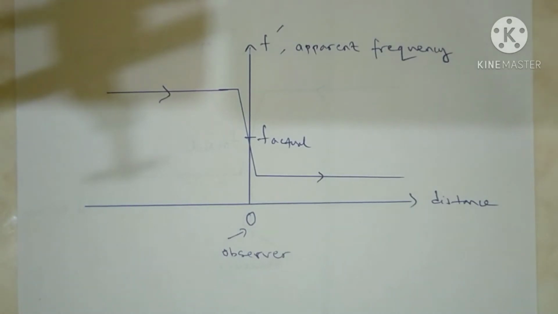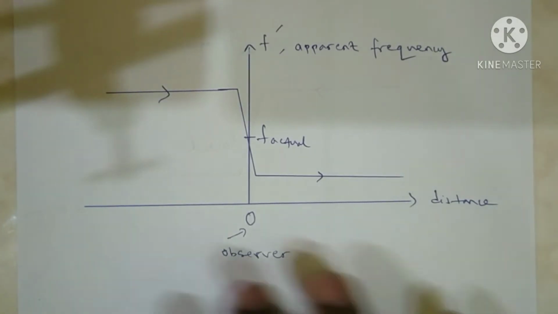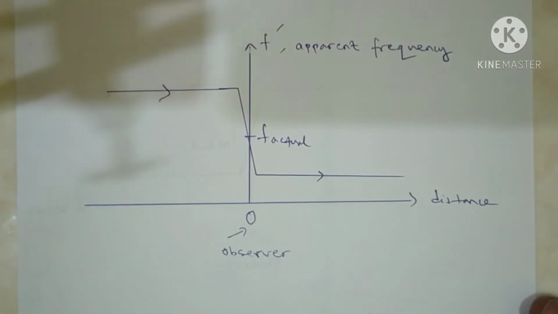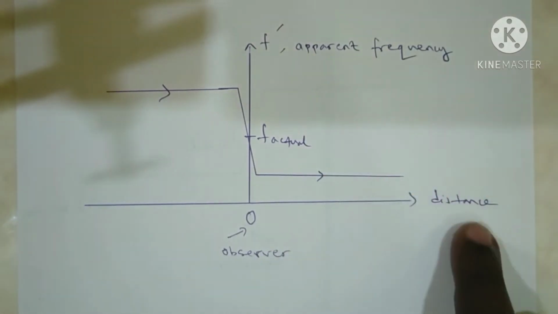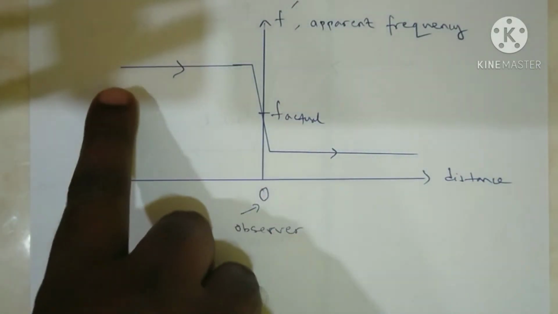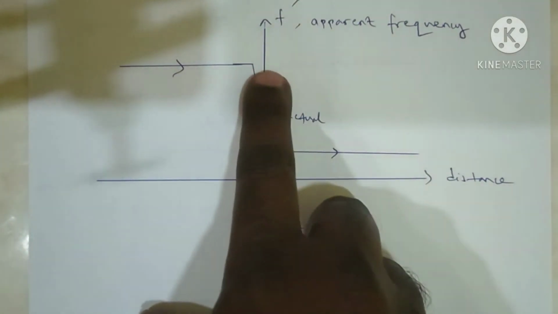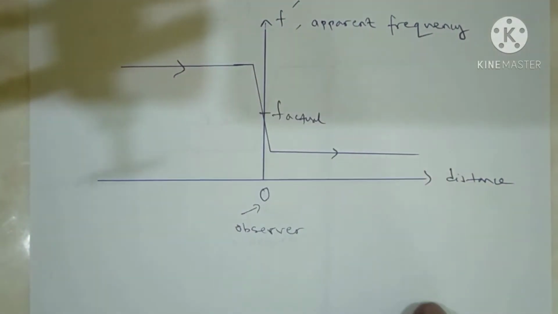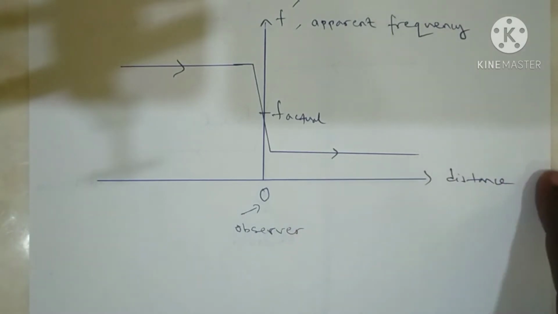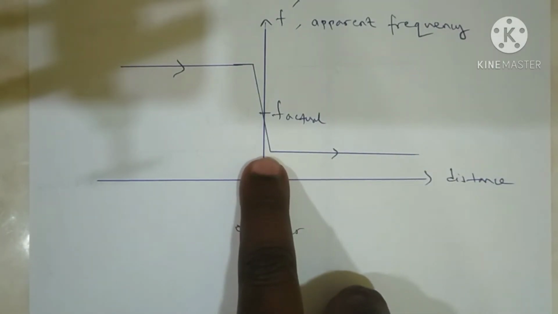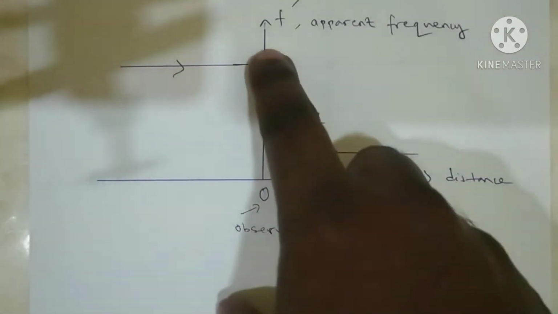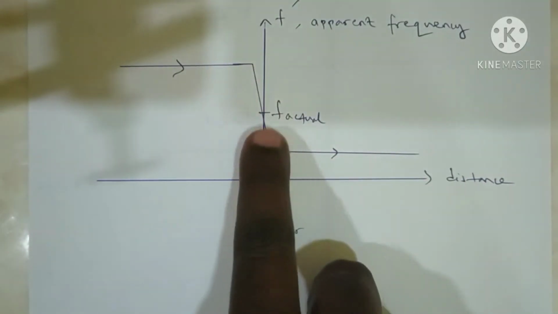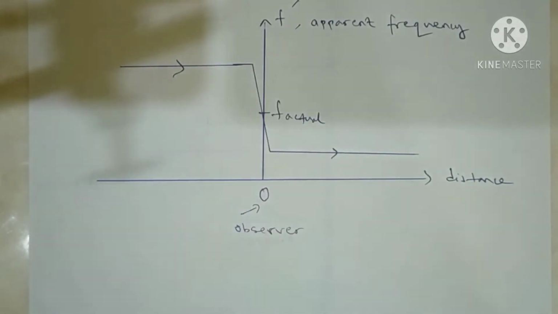Once you understand the two cases, case 1 and case 2 of the Doppler effect, now we can put it into a graphical method for the apparent frequency against distance. When the source is approaching, you put one apparent frequency here, and when it is moving away, you put another apparent frequency here. So these 2 points are the apparent frequencies on either side of the actual frequency, and this is the observer.